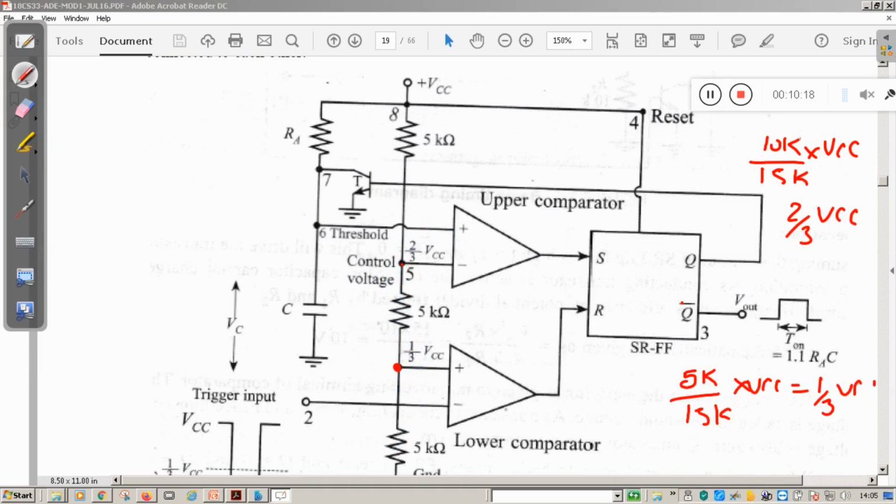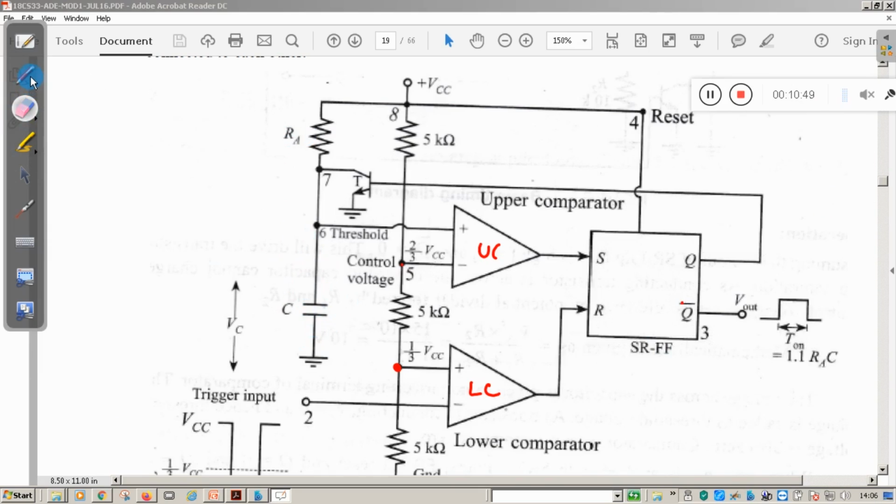So we are taking two control nodes, one is 2 by 3 VCC, the second one is 1 by 3 VCC, and we have connected these to the two comparators. The first one is called the upper comparator, the second one is called the lower comparator. Other than that, as I said, we have connected two passive components, one is resistor RA, the second one is C. We have connected them something like this. So now we will see the working condition of this circuit.